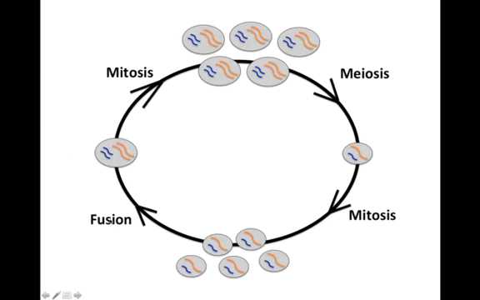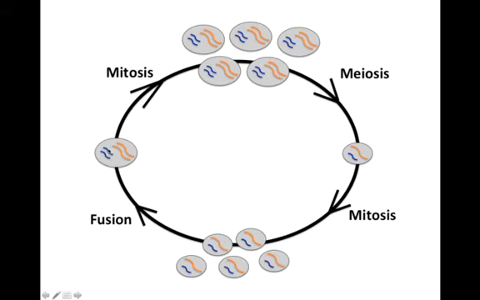And that's the one that we haven't used yet, that's fusion. So we can represent the whole haploid-diploid life cycle in this way. A diploid cell gives rise to more diploid cells, some of which then undergo meiosis, reduction, to give rise to haploid cells. Haploid cells undergo mitosis to give rise to more haploid cells, and then they can fuse to give rise to diploid.